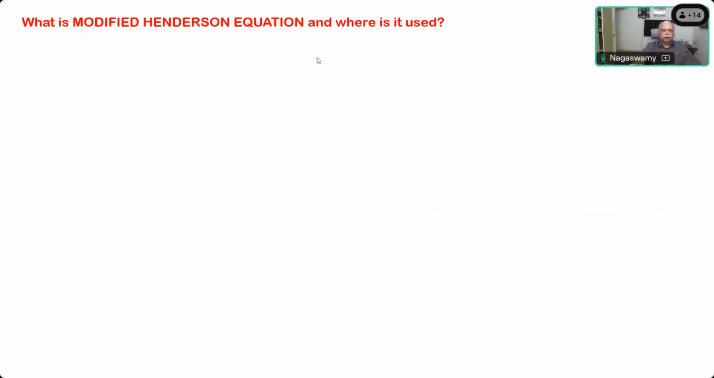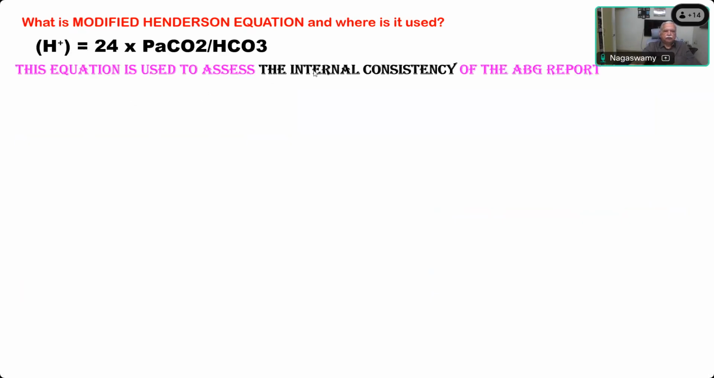What is the modified Henderson equation and where is it used? Earlier we saw the Henderson-Hasselbalch equation, which says pH is equal to bicarb by CO2, the simplified form. What is the modified Henderson equation and where is it used? It is: hydrogen ion concentration is equal to 24 multiplied by PaCO2 by bicarbonate. This equation is used to assess what is called the internal consistency of the ABG report.